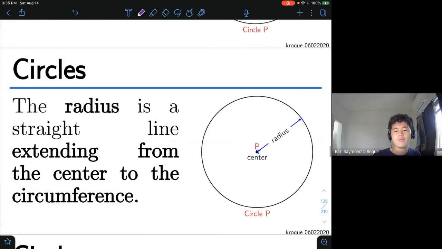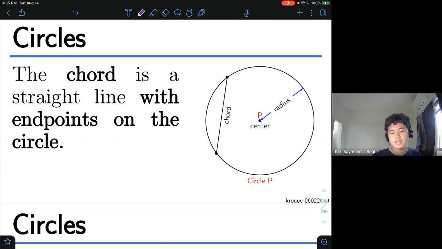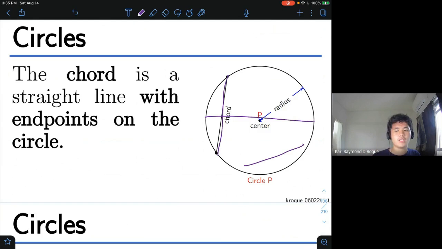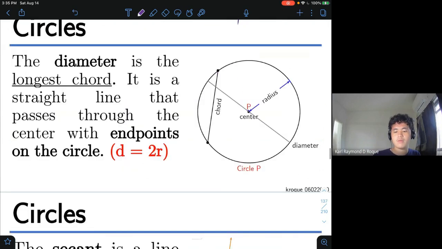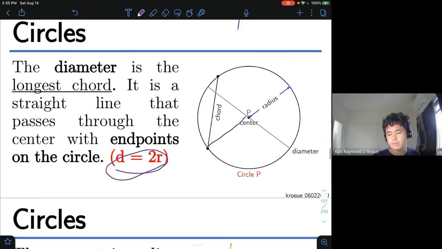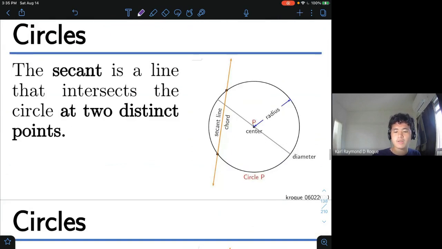Next. And yung radius na yon is a straight line extending from the center to the circumference. Yung distance ng mga point na yan from the center is called radius. The chord is a straight line if the end points on the circle. Yan. Diameter is the longest chord, and it is twice the length of a radius.